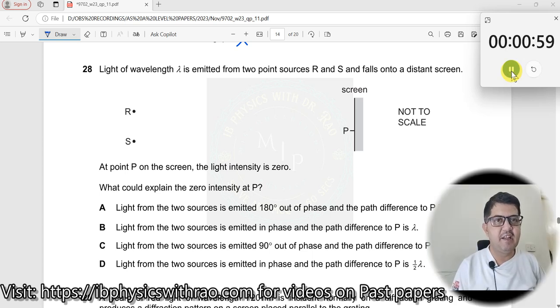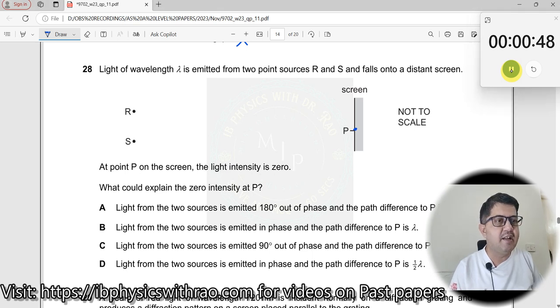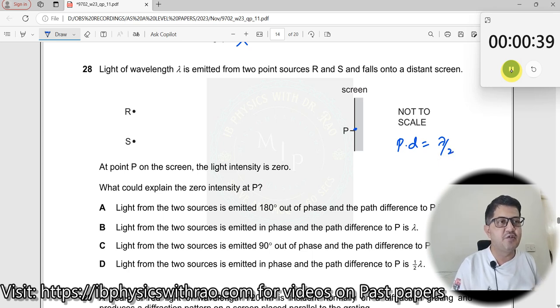Question number 28. Light of wavelength lambda is emitted from two point sources R and S, and falls onto a distant screen. At point P on the screen, the light intensity is 0. What would explain the 0 intensity at P? When can you get it here? When the path difference is equal to lambda by 2. This is what should be the condition, right?